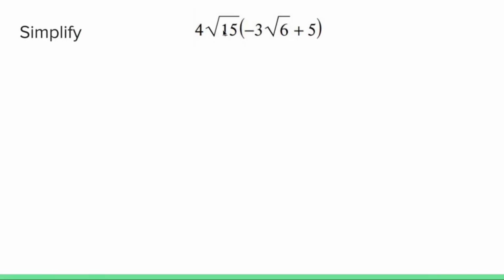Simplify 4 times the square root of 15 times parentheses negative 3 root 6 plus 5. We've got ourselves the distributive property. So if we're going to multiply 4 root 15 times negative 3 root 6, multiply the numbers on the outside of the roots individually. Then take the square roots, make one big square root, and multiply the numbers on the inside. The square root of 15 times the square root of 6 is going to be the square root of 90, like that. And then we do it again.